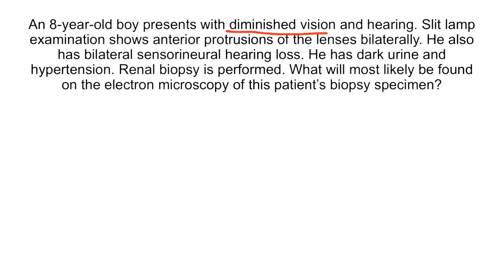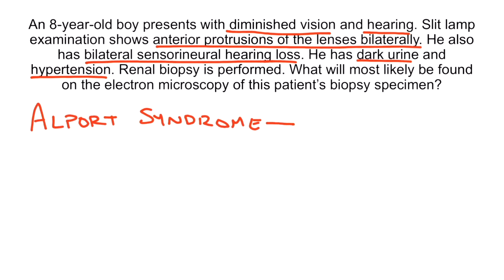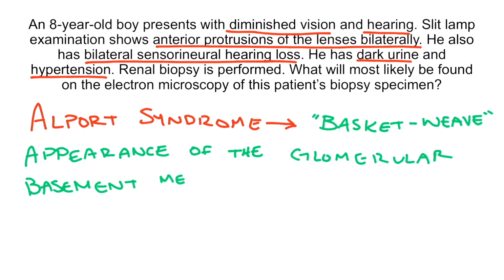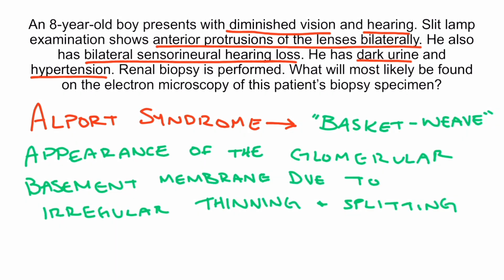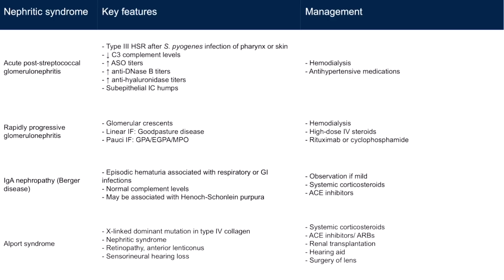This patient has diminished vision and hearing. Slit lamp exam shows anterior protrusions of the lenses bilaterally. He also has bilateral sensorineural hearing loss. Dark urine and hypertension suggest nephritic syndrome. Vision abnormalities, sensorineural hearing loss, and the nephritic syndrome in a young patient indicate the diagnosis of Alport syndrome. Electron microscopy in Alport syndrome typically shows the basket weave appearance of the glomerular basement membrane due to irregular thinning and splitting.